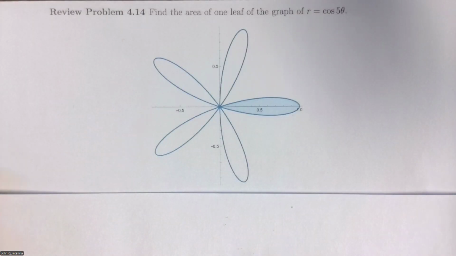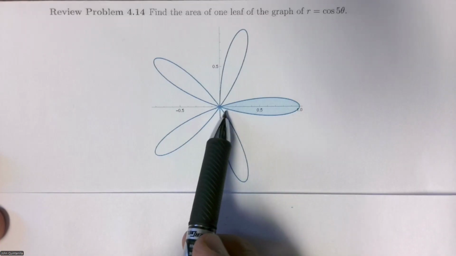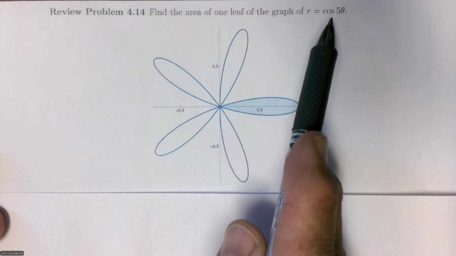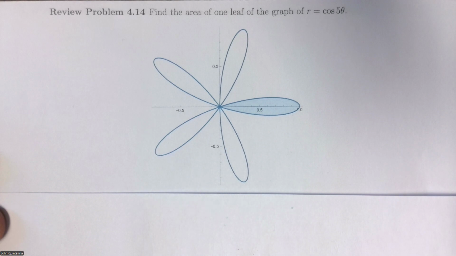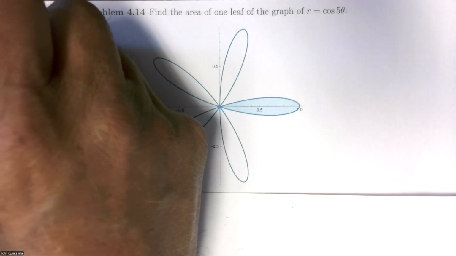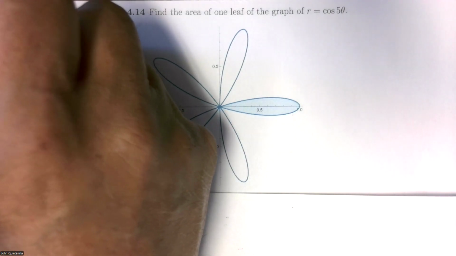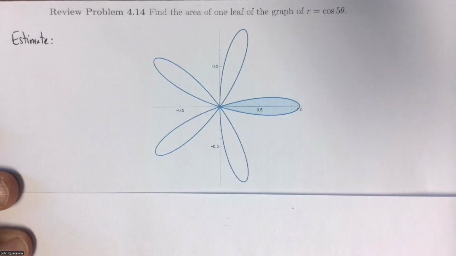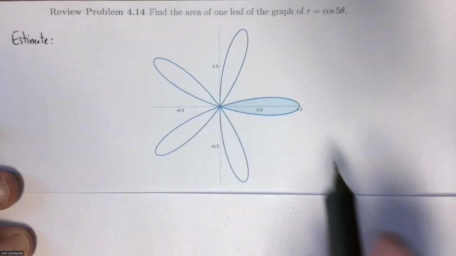For this problem, we're going to take a look at the area of one leaf of this graph of r equals a cosine of 5 theta. Now, before we do this problem, let me talk about just eyeballing an estimate without actually doing any real calculus. After all, this is an area problem, and so the problem is to find the area.